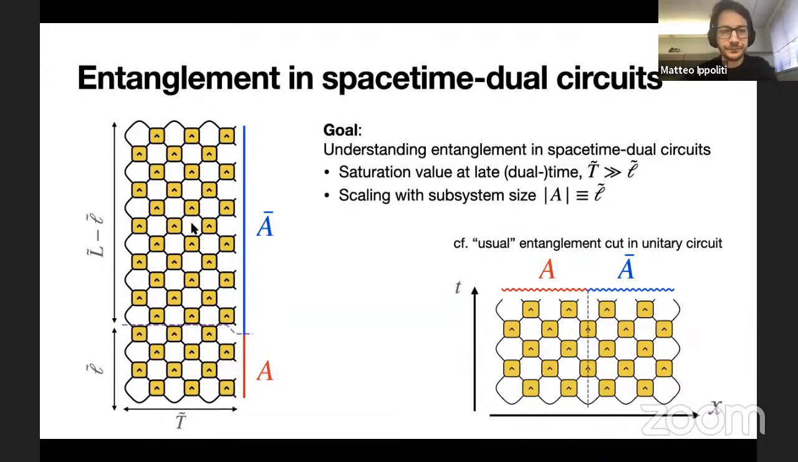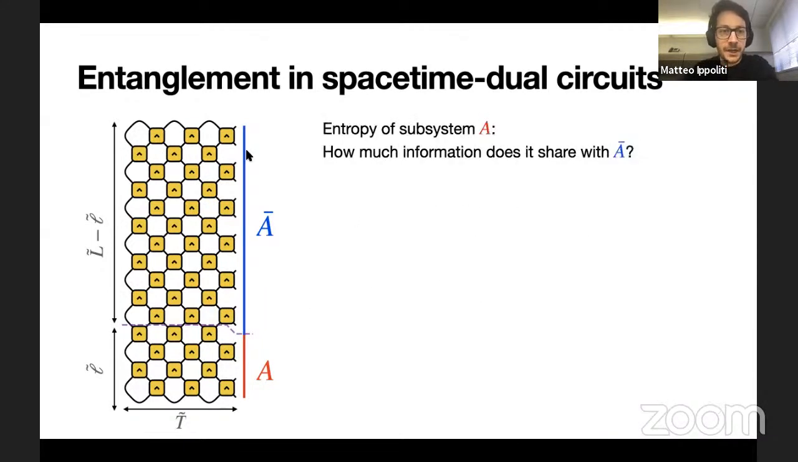So that's the problem statement. And because the state we got here is pure, the entropy of subsystem A really is equal to the amount of information that's shared between A and its complement A bar, because there's no third party, there's no environment that could also have that information. It's really all between A and A bar. So that's what we're going to quantify.